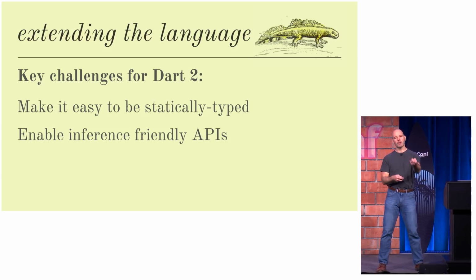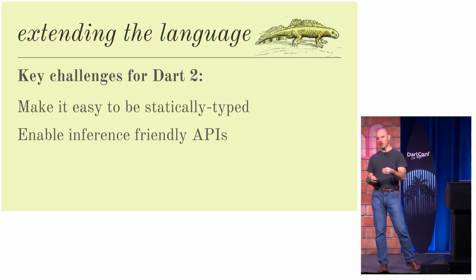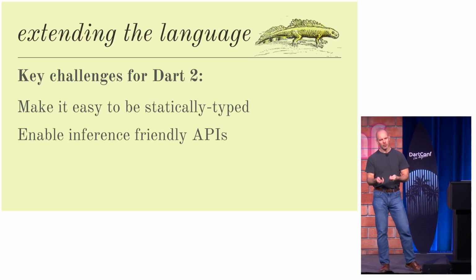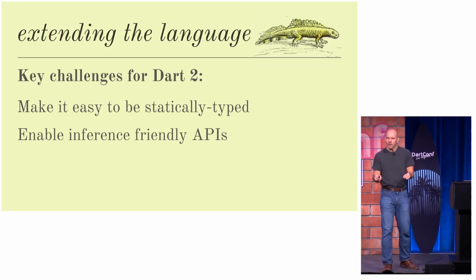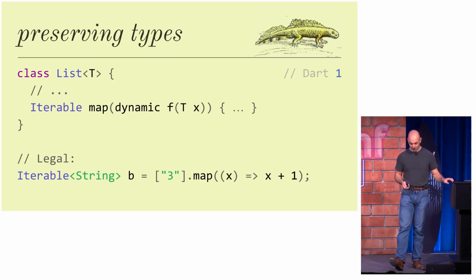And the second is we wanted to make sure that you were able to write APIs which worked great with type inference, so that if you're writing a library, the developers who use your library, your consumers, don't need to think as much about types. They can continue to write their code just as they always have been, and they get a really nice experience while simultaneously getting all the benefits of the static typing.